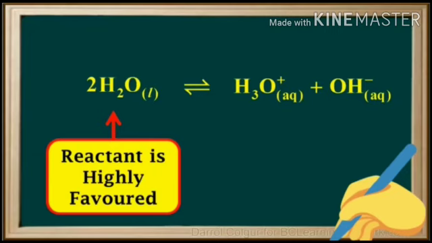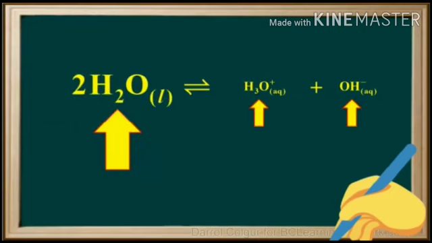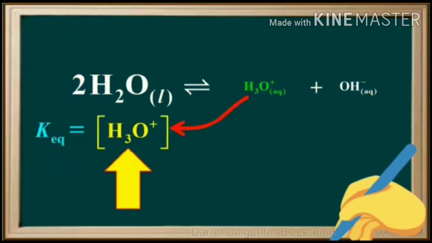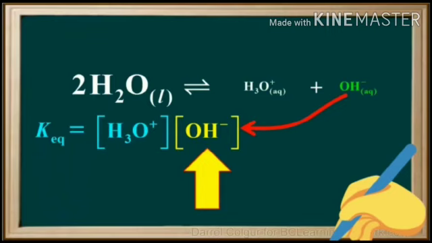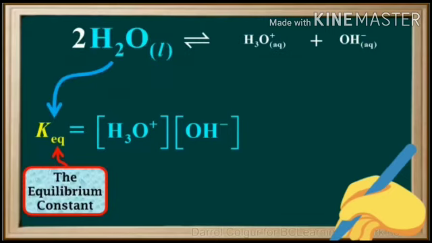Here the hydronium ion and the OH minus ion. To differentiate, the reactant is favored. So in the figure, we focus on the reactant side. If we have to write the equilibrium constant, K equilibrium is equal to the concentration of H3O plus and the concentration of OH minus. As water is in liquid state, we need not write the concentration of water. As we are dealing with water, we can write the equilibrium constant as Kw. What is Kw? The ionization constant of water.